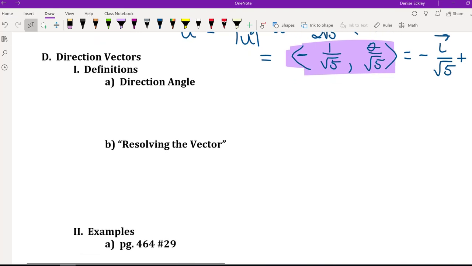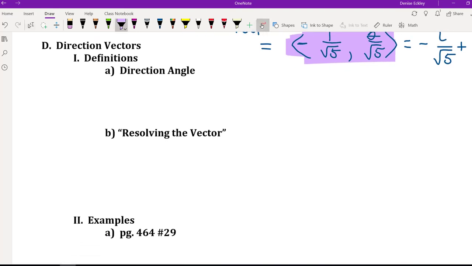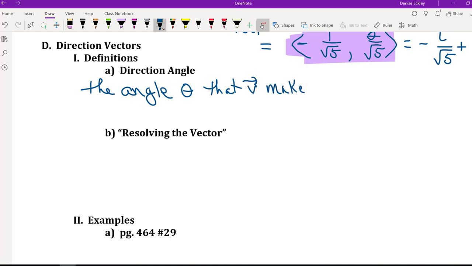Okay, more definitions, because that's what this whole section is about, understanding vectors. So next is direction angle. The direction angle is the angle theta that our vector v makes with the positive x-axis.